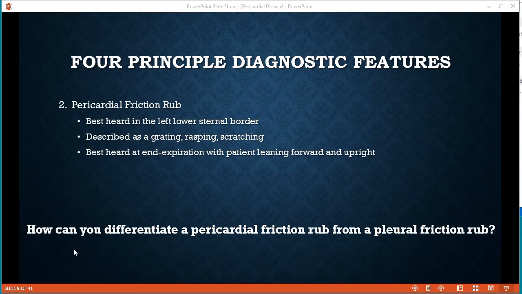So again, my question is, how do you differentiate a pericardial friction rub from a pleural friction rub? Well, when somebody's not moving air, you're not going to hear the rub for a pleural friction rub. For a pericardial friction rub, their heart's not going to stop between inspiration and expiration. So you're going to hear this noise whether or not they're moving air. So that's going to be the biggest difference.